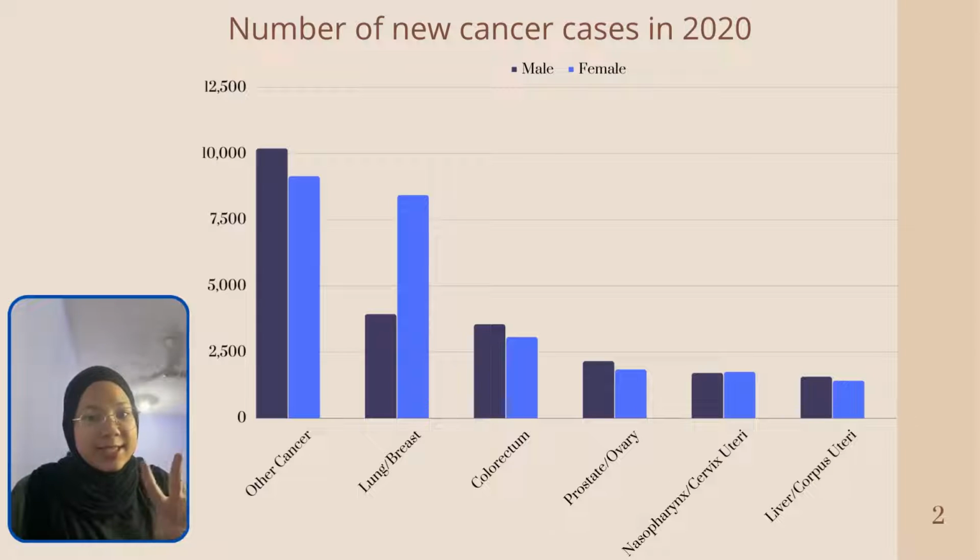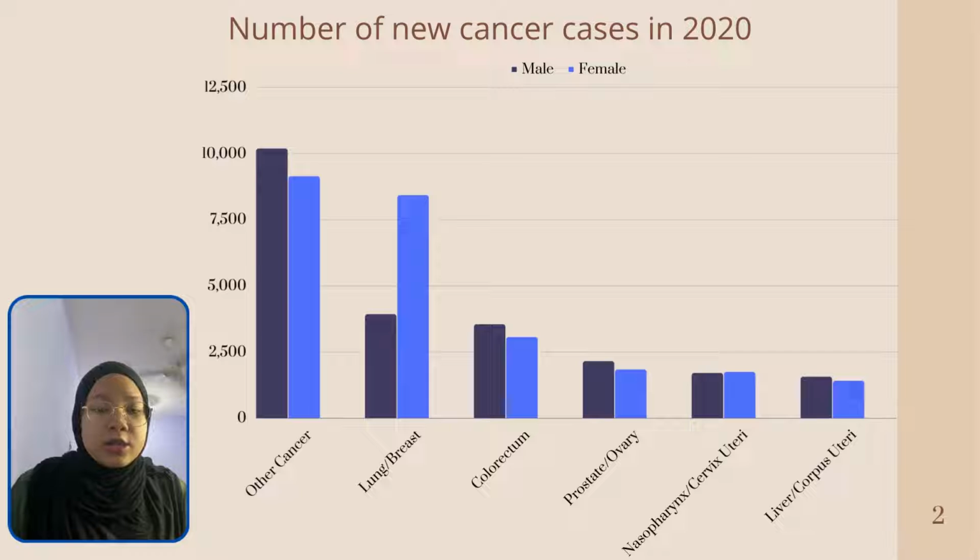Second, corpus luteum. Corpus luteum is a cancer that women suffer from because it can be found in the uterus. Third, nasopharyngeal cancer. Nasopharyngeal cancer is a cancer that occurs behind our nose and above our throat. Next, cervical-uterine cancer. Cervical-uterine cancer is a type of cancer that occurs in the cells of the cervix. This cancer also affects women.